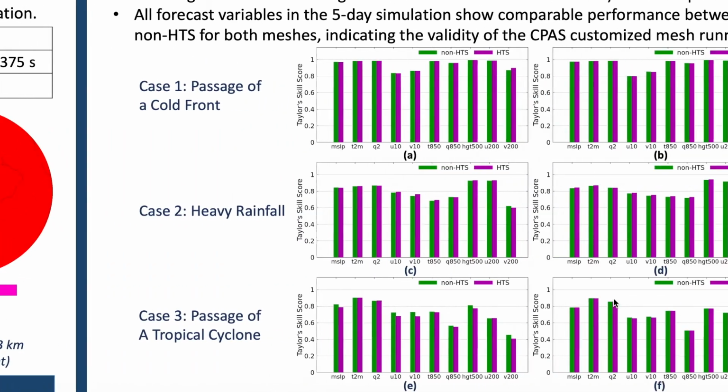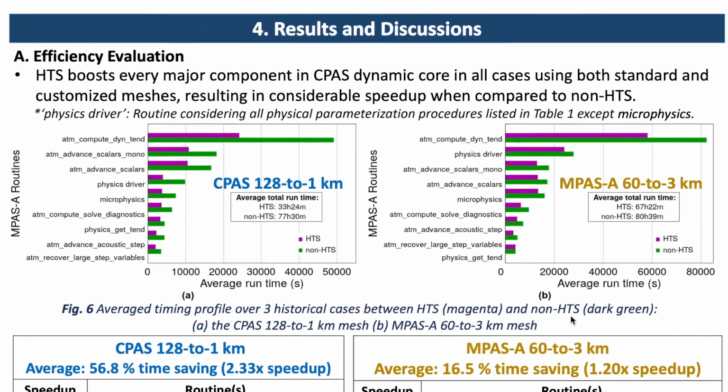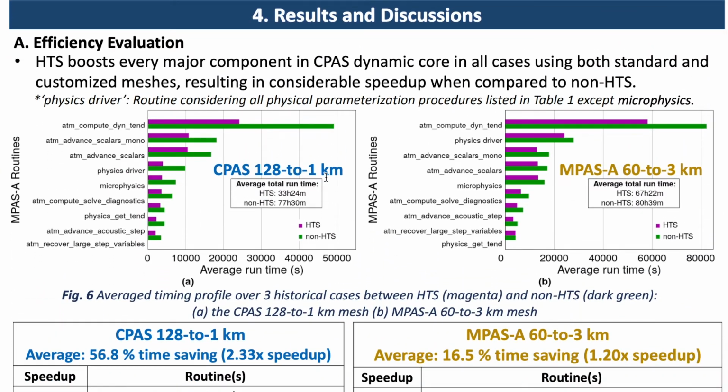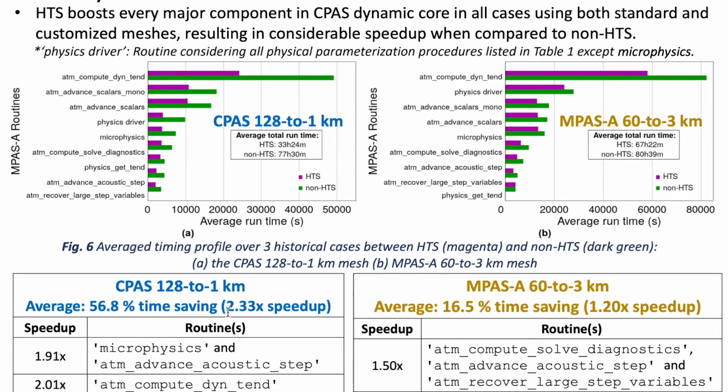And the execution time is shown here. The left chart is the customized mesh with HTS. The bars show the execution time, the purple bars. And for HTS turned off, the execution time is shown in the green bars. You can see that HTS has a speed up of 2.33 times for this customized mesh.